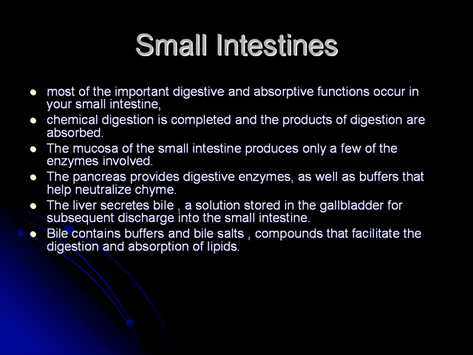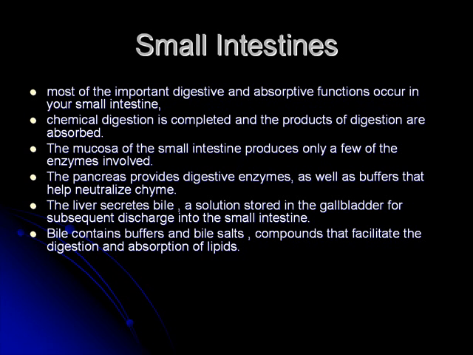Now, this is the first time that we're actually talking about an organ system in the GI tract, other than the lipid-soluble drugs, where we're talking about the absorptive function of the gastrointestinal tract. Chemical digestion is completed, and the products of digestion are then absorbed in the small intestines. The mucosa of the small intestines produces only a few enzymes.